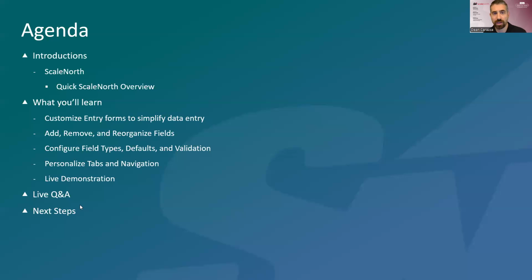Let's keep going. So, the agenda today: we'll do a quick overview about ScaleNorth, who we are, and then we'll jump right into the class itself. What you'll learn here today, we're going to go through customizing entry forms, trying to simplify data entry. We'll show how to add, remove, and reorganize some fields, how to configure various field types, defaults, and validation, and how you can personalize some of your tabs and navigation. We're going to demonstrate use cases through each one of those topics, so hopefully you'll see it visually to help better understand. And then we'll get into a live Q&A. So that's the agenda.